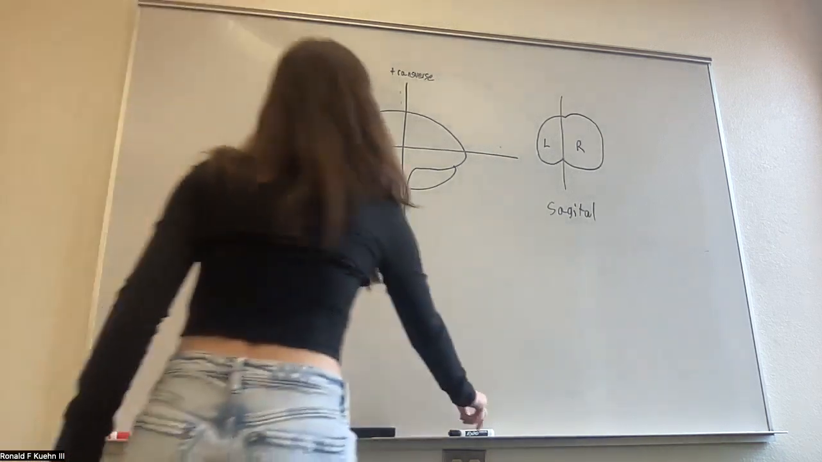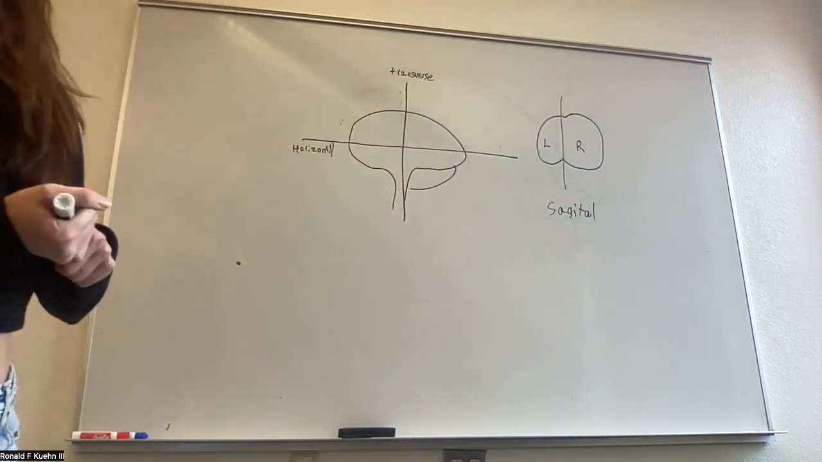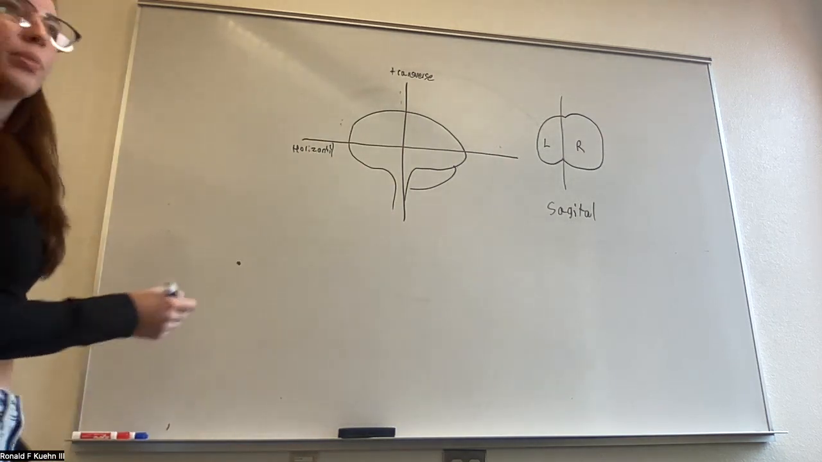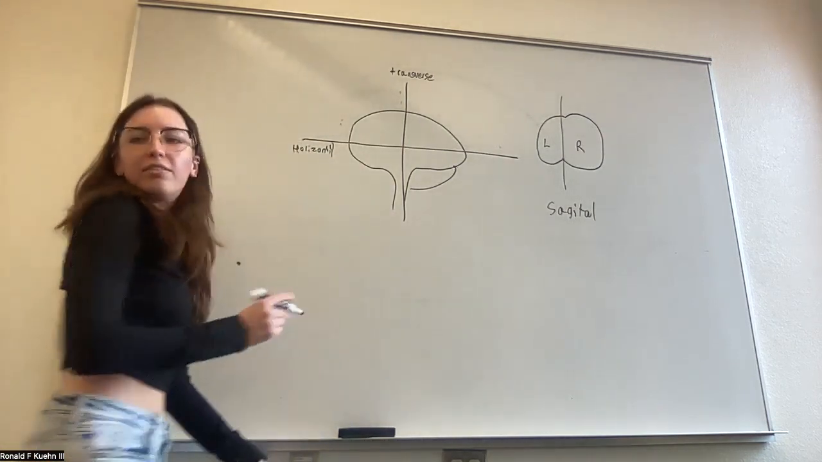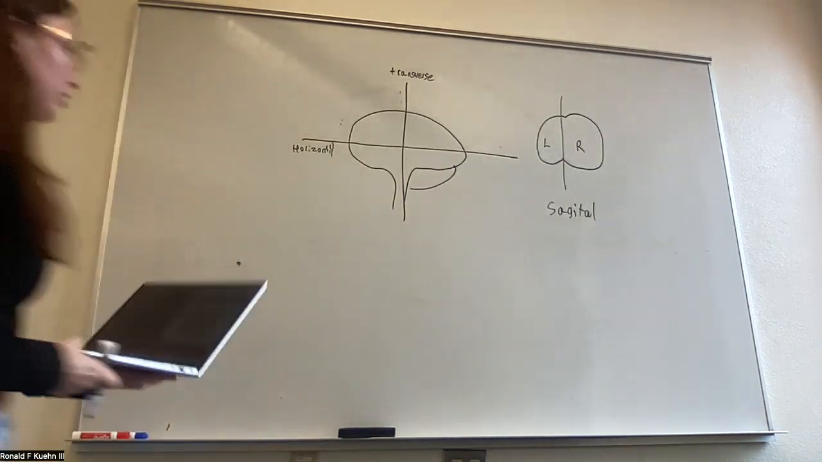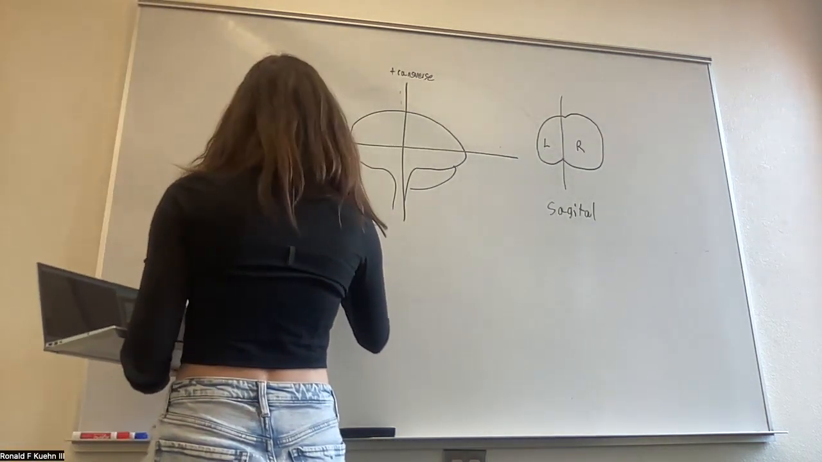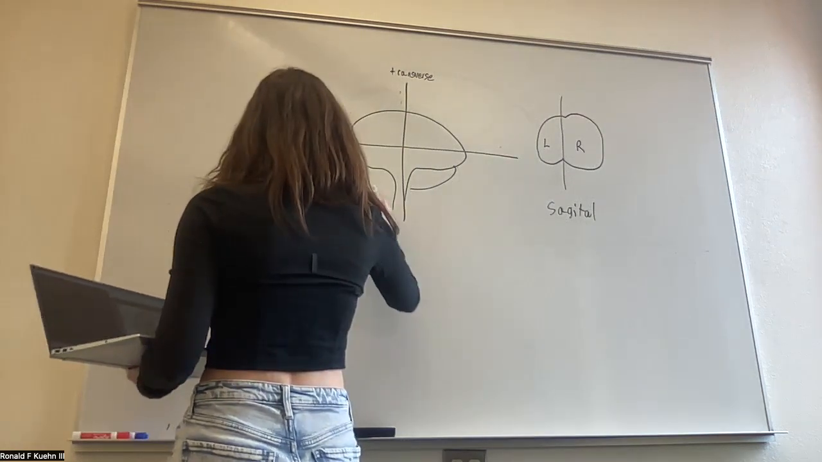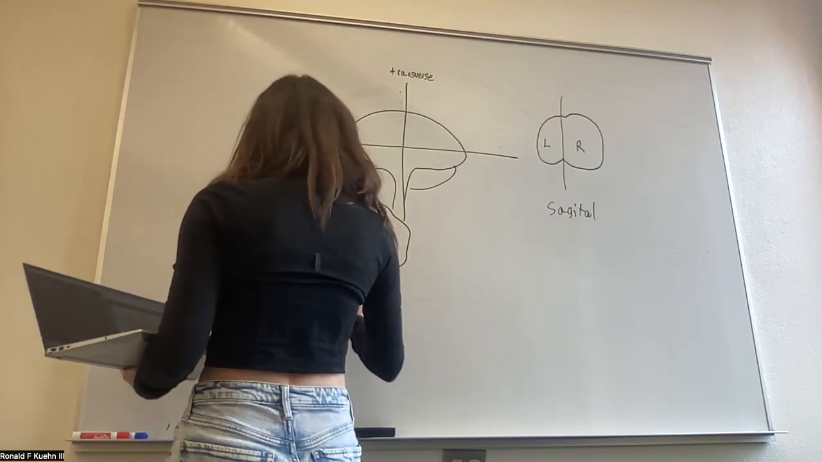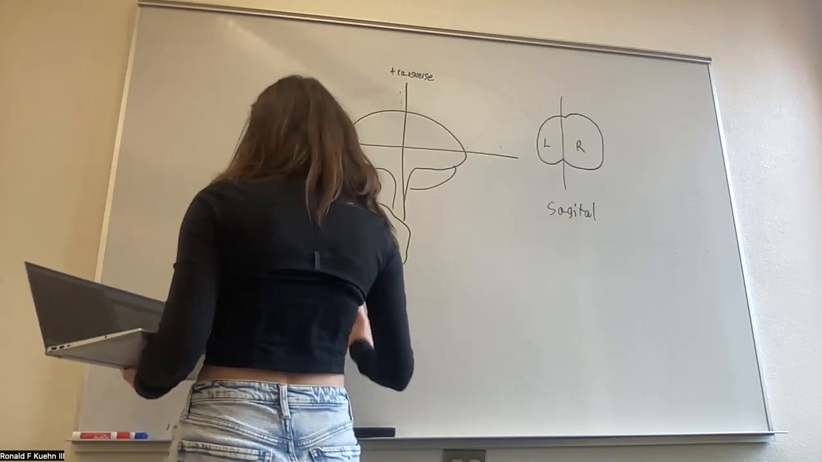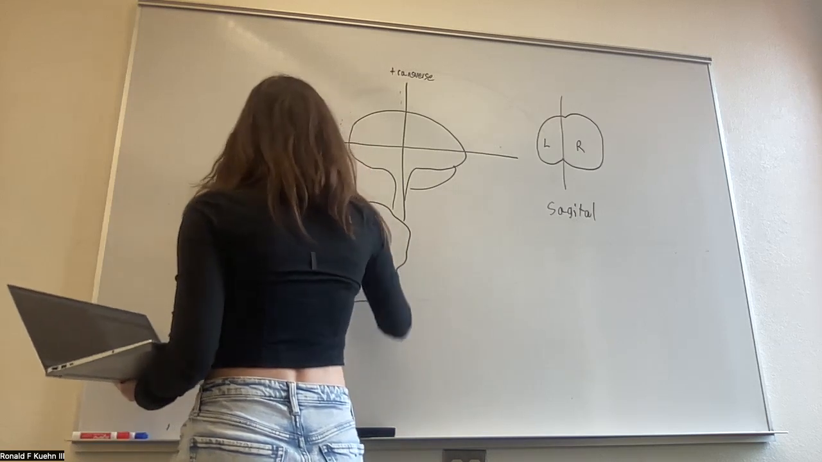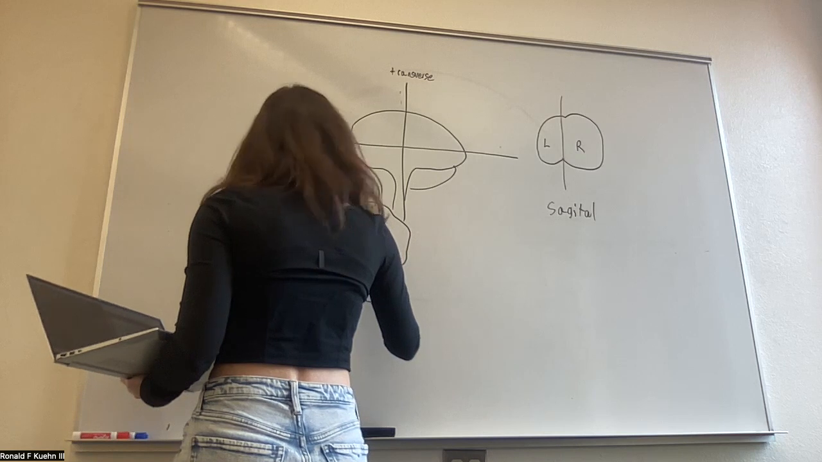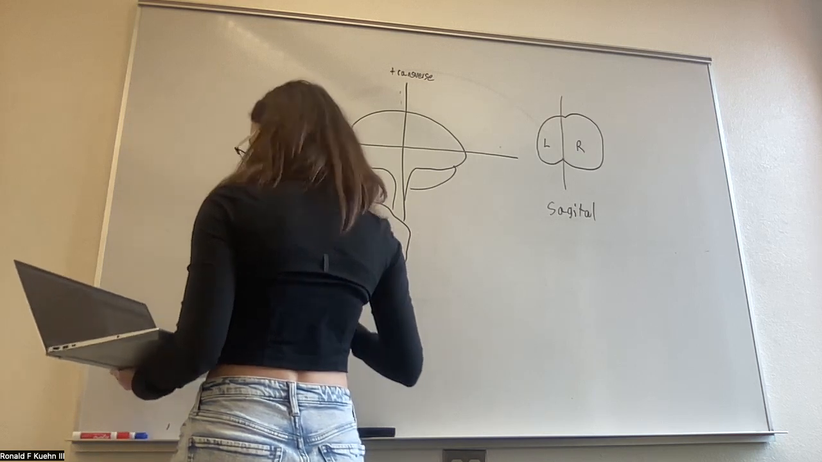Let me draw something. For the coronal plane, let me draw that. Sagittal is to the side, like coming from the ears. So transverse is front and back, and sagittal is right and left.